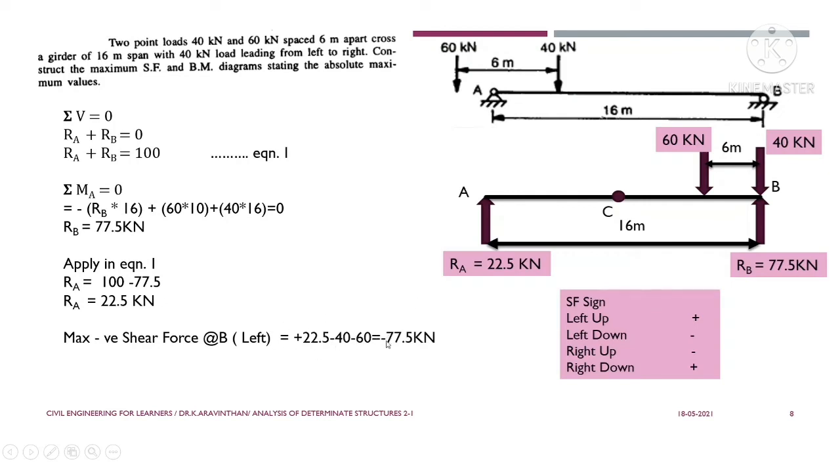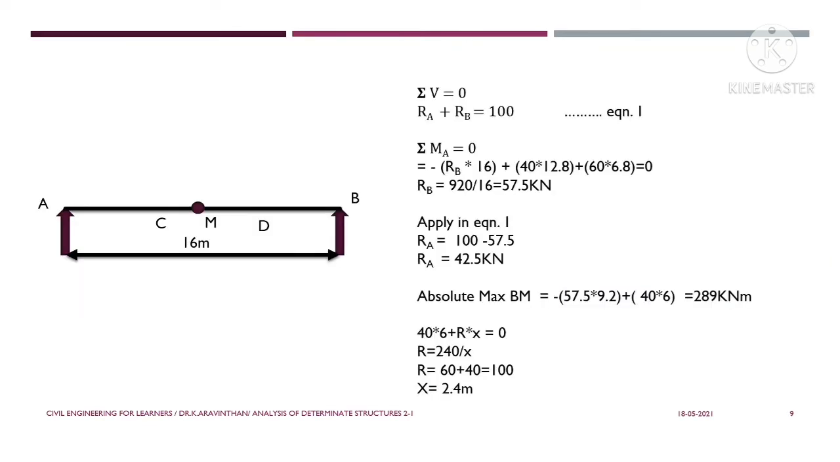If you add this, you will be getting minus 77.5 kilonewton. So this will be the maximum negative shear force, and this will be the absolute maximum negative shear force, which will be 77.5 kilonewton. Let us find the absolute maximum bending moment.